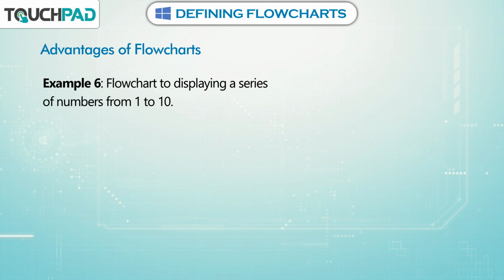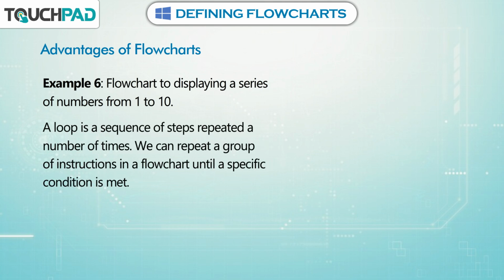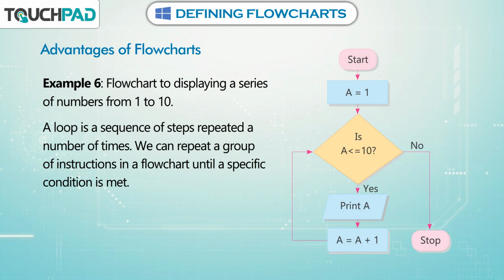Example 6. Flowchart to display a series of numbers from 1 to 10. A loop is a sequence of steps repeated a number of times. We can repeat a group of instructions in a flowchart until a specific condition is met. Start. A is equal to 1. Is A less than or equal to 10? If yes, then print A. A is equal to A plus 1. If no, stop.